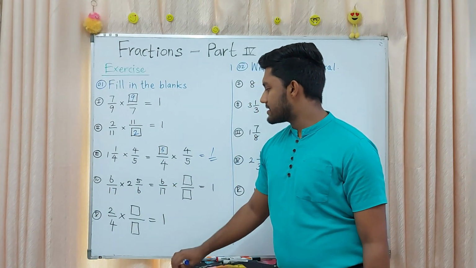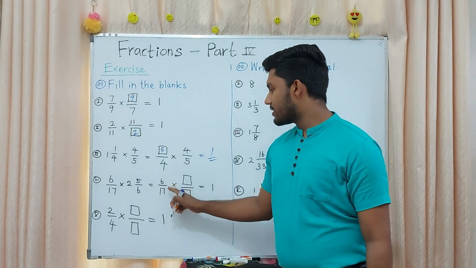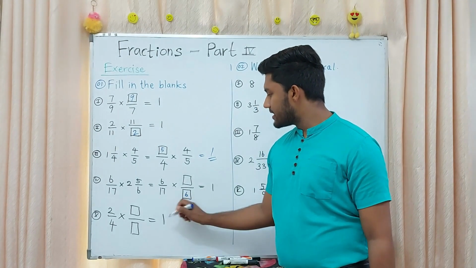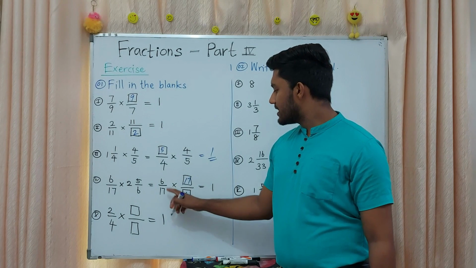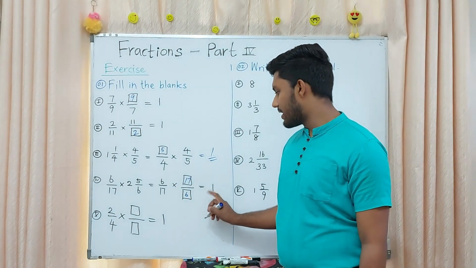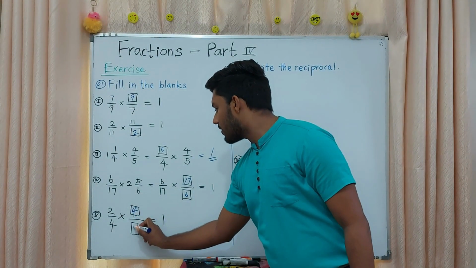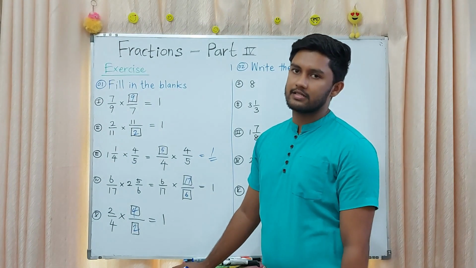6 over 17 into 2, 5 over 6 equal 6 over 17 into... 6 is the denominator. 6 into 2, 12. 12 plus 5, 17. 6 over 17 into 17 over 6 equal 1. Then here 2 over 4 into 4 over 2 equal 1. Like that way we can fill the blanks.